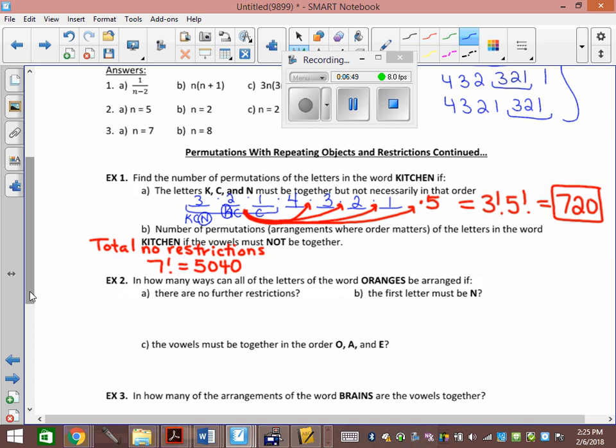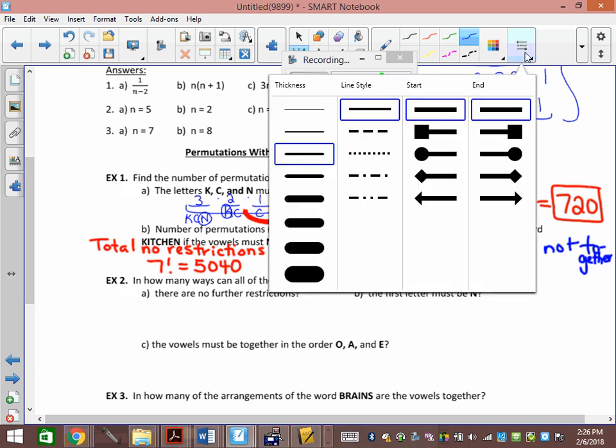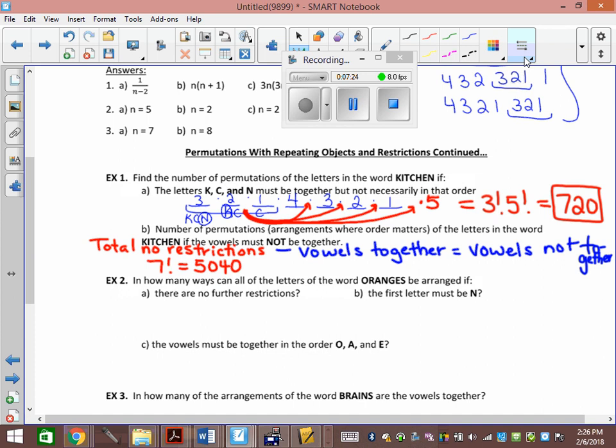Not together, right? So the total number of words is 5,040. Is that 7 factorial? Is that correct? 5,040? Check my math. Yeah? So if I take the total no restrictions, subtract off the vowels together, it equals vowels not together. Okay? So 5,040 is the total number of ways I can do kitchen.